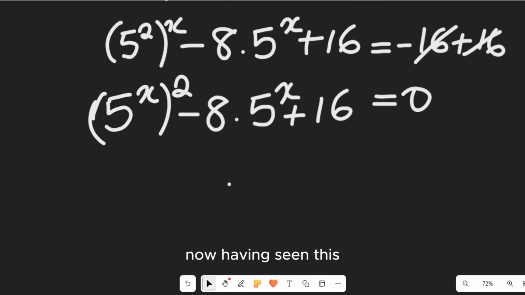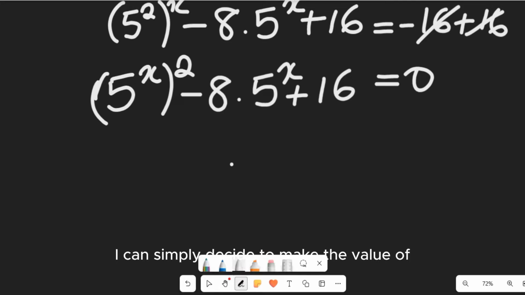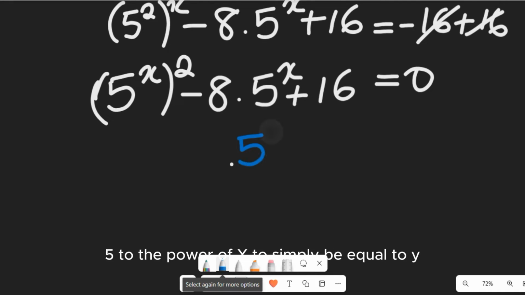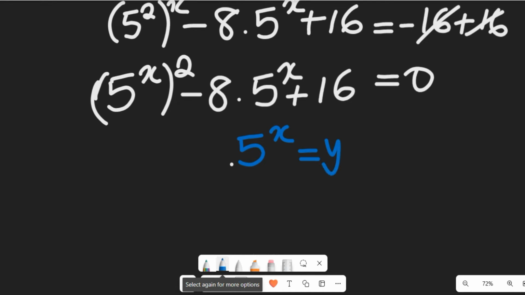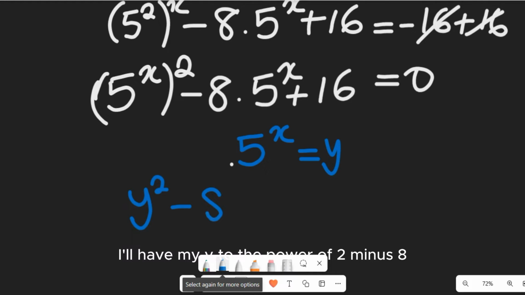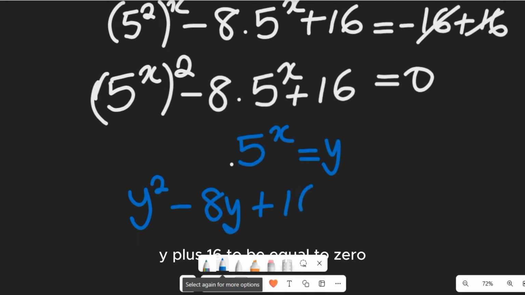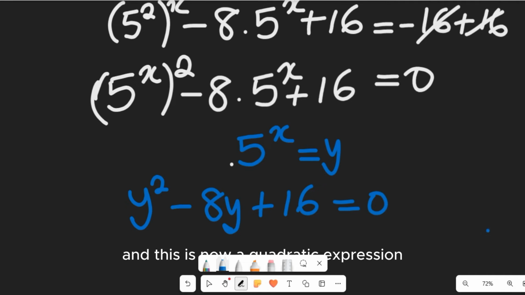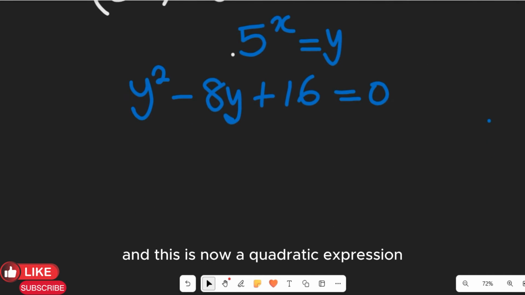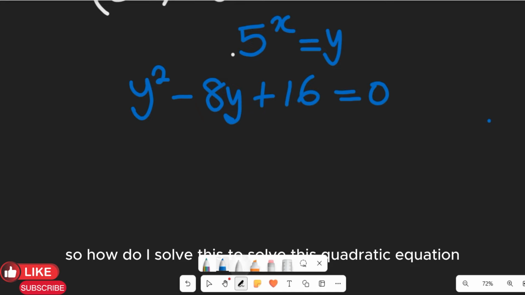Now, having seen this, I can simply decide to make the value of 5 to the power of x equal to y. Having done that, I'll have y to the power of 2 minus 8y plus 16 equal to 0. And this is now a quadratic expression. So how do I solve this?